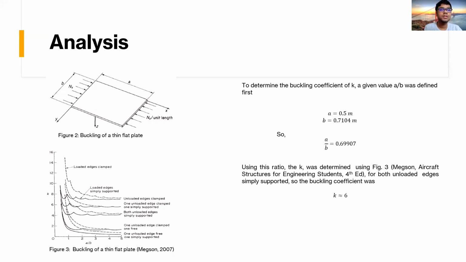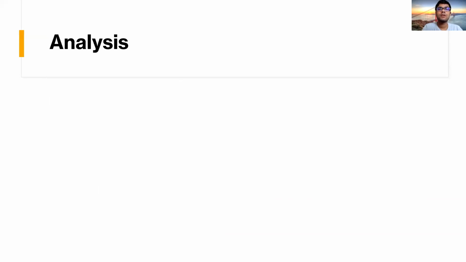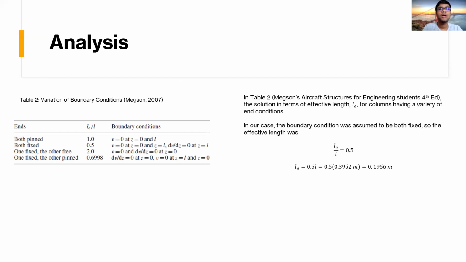Using figure 3 as a reference from the Megson book, we assume that both unloaded edges are simply supported. From the graph, for our A over B of 0.69907, we can see that the K value is almost 6. So we assume that our K equals 6. Okay, so let's move on.